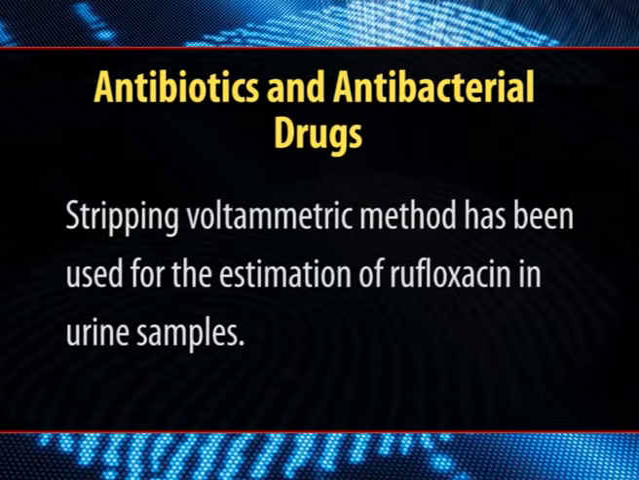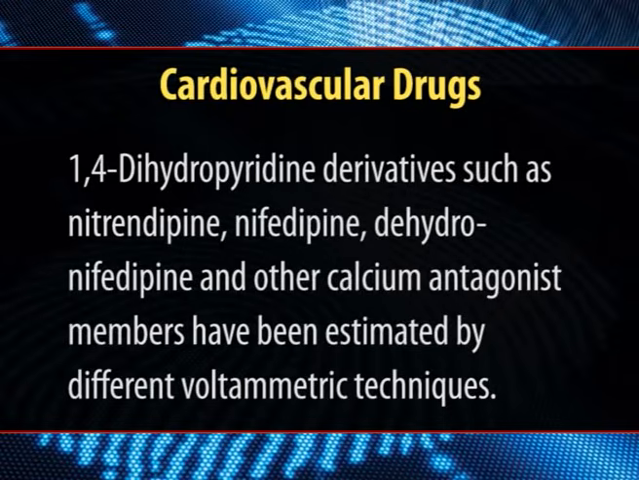The other in this category is antibiotics and antibacterial drugs. Stripping voltammetric method has been used for estimation of rufloxacin in urine samples. A voltammetric method has been evolved for determination of azithromycin in pharmaceutical samples and in biological samples. The third in this category is cardiovascular drugs, 1,4-dihydropyridine derivatives and other calcium antagonist members have been estimated by different voltammetric techniques.